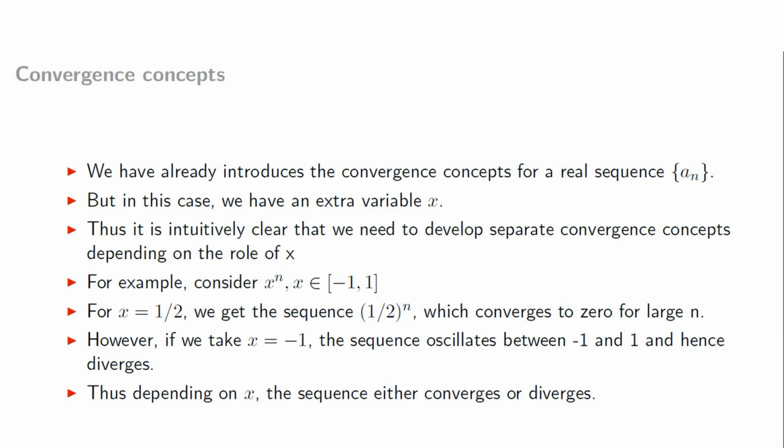For example, consider x to the power n, x belonging to minus 1 to plus 1. For x equal to half, we get the sequence half to the power n, which converges to 0 for large n. However, if we take x as minus 1, the sequence oscillates between minus 1 and plus 1 and hence diverges. Thus, depending on x, the sequence either converges or diverges.